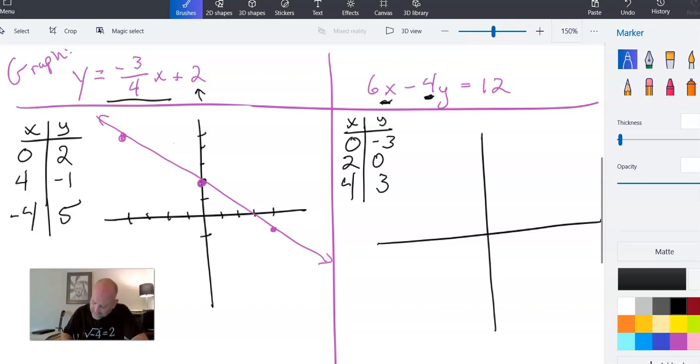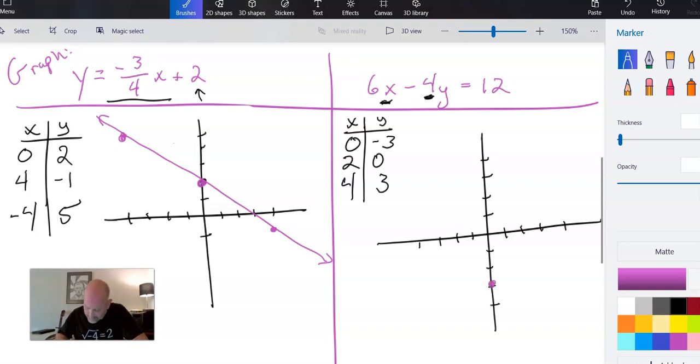So we have 0, negative 3. We have to go at least, the highest number here is 4. So we can go 4 in every direction. Okay, so 0, negative 3 is our first point. So that's there. And then 2, 0, which is right there. And then 4, 3, which is up there.